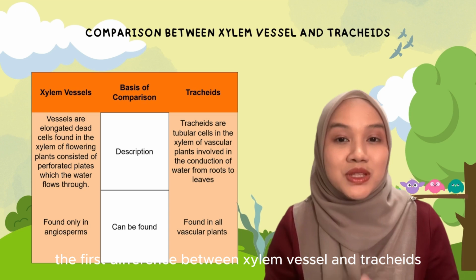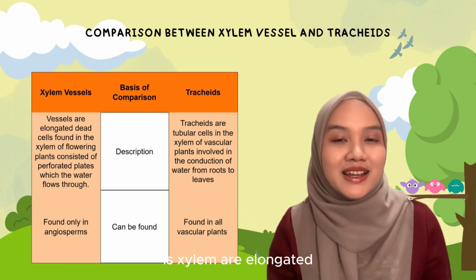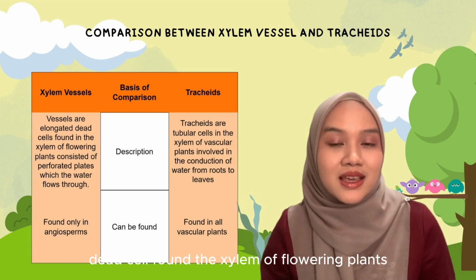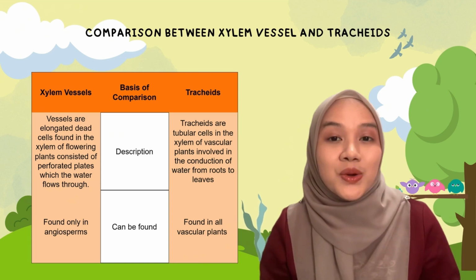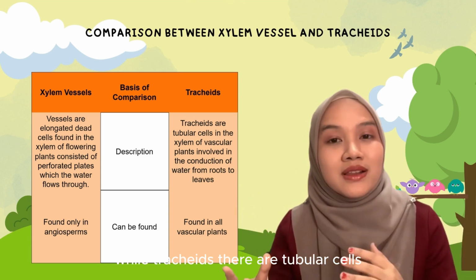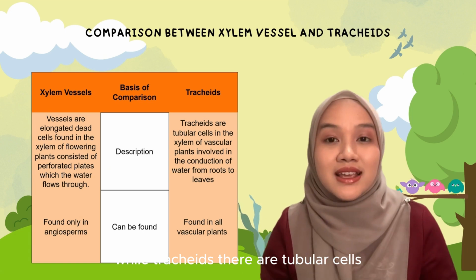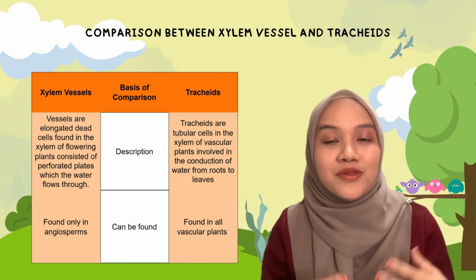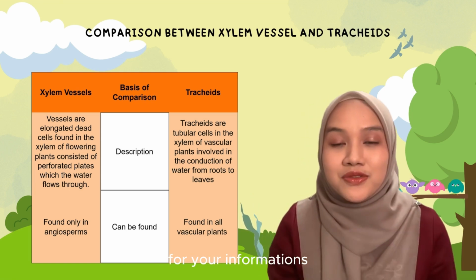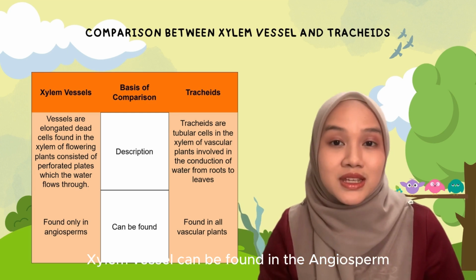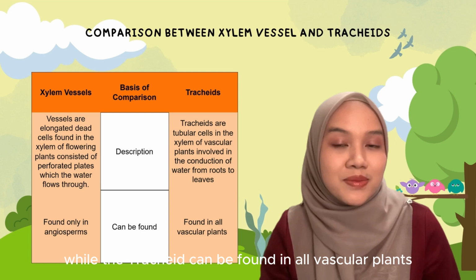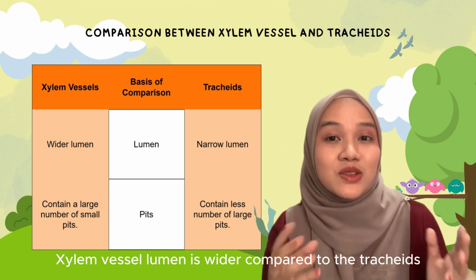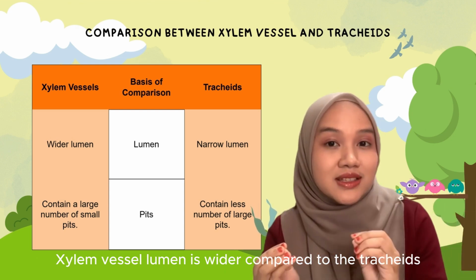The first difference between xylem vessel and tracheid is that xylem vessels are elongated dead cells found in the xylem of flowering plants, consisting of perforated plates which the water flows through, while tracheids are tubular cells in the xylem of vascular plants involved in the conduction of water from the roots to the leaf. For your information, xylem vessel can be found in the angiosperm, while the tracheid can be found in all vascular plants. As you can see, xylem vessel lumen is wider compared to the tracheids.